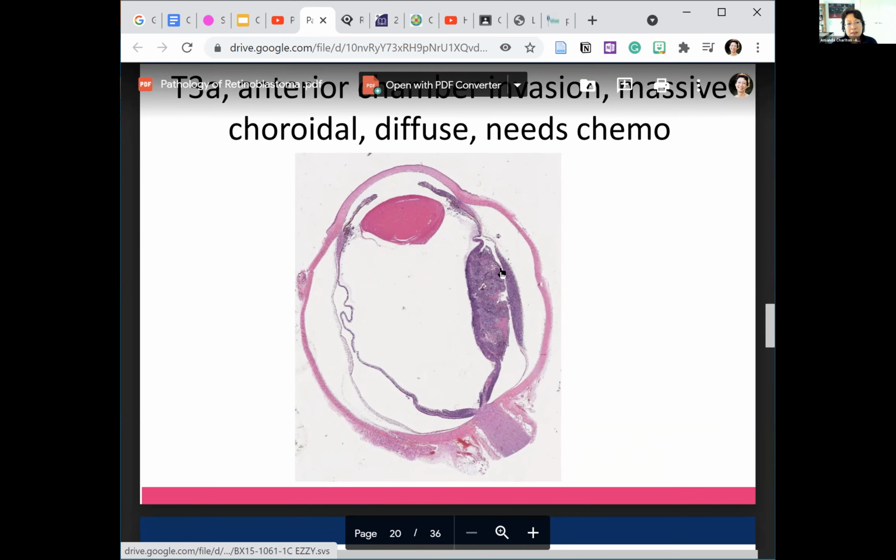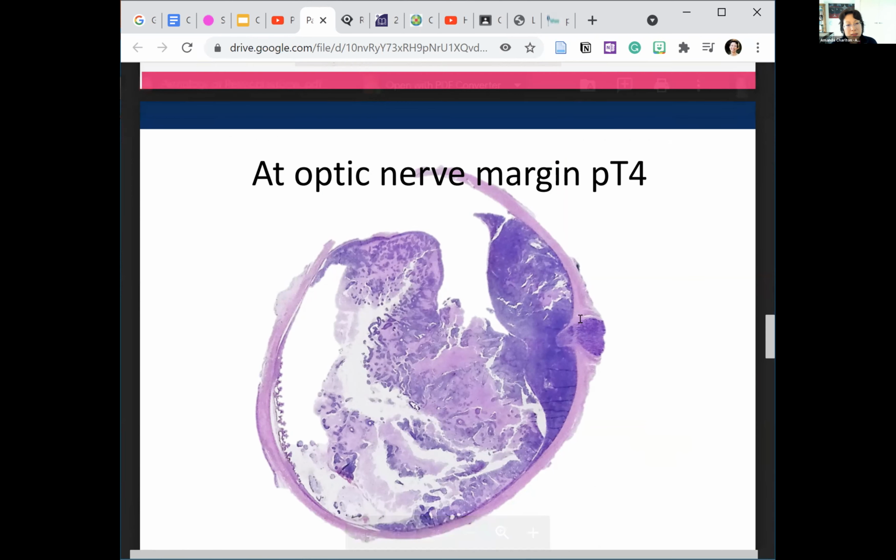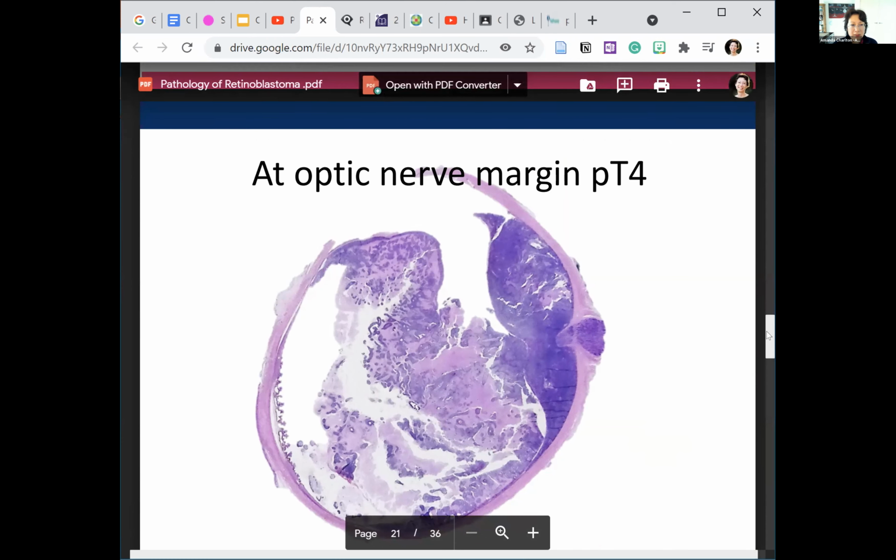So I'm looking anterior chamber, choroid, optic nerve. Anterior chamber, choroid, optic nerve from the front to the back. A, C, N. Just apply that to all your globes. Let's do the same here. So anterior chamber, not involved. Massive choroidal, yes. Optic nerve, yes. At the margin, yes. So PT4. So this is the highest stage that we can get on an enucleated specimen. What does this mean? Probably radiotherapy.